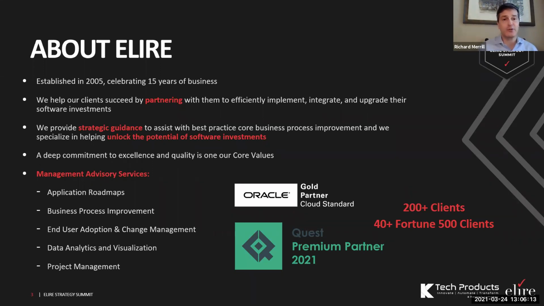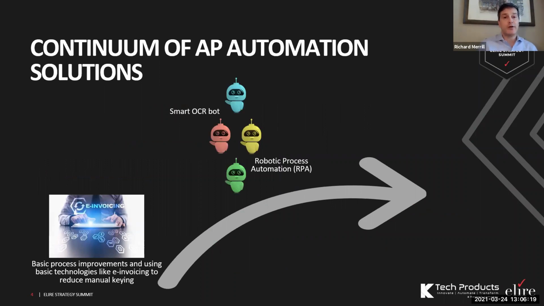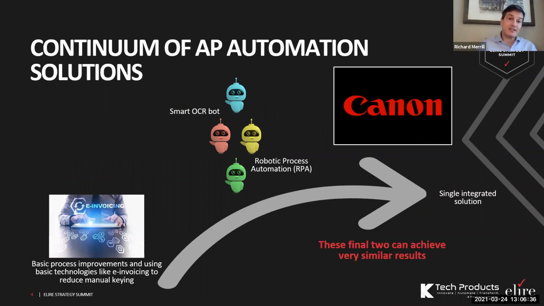And so, some companies have taken that first initial step. Maybe they've implemented some basic process improvements, such as rolling out POs or email queues, or maybe they've implemented some e-invoicing and they've gotten some efficiencies. We really think you can continue along that journey by implementing some smart bot technology.